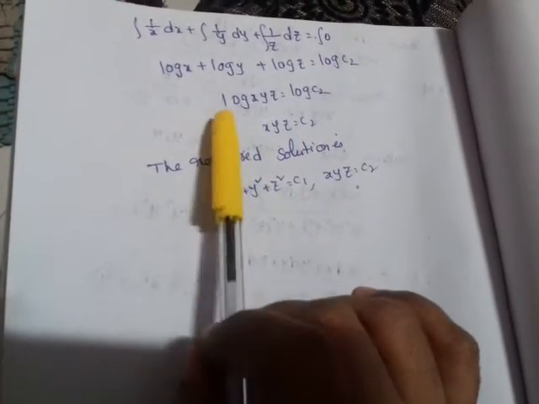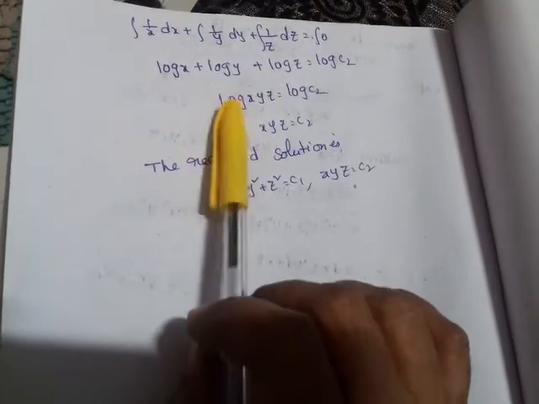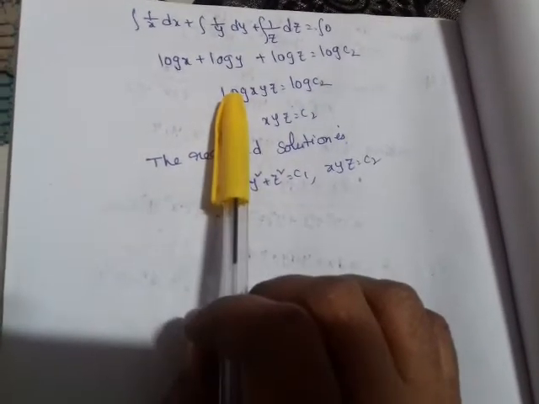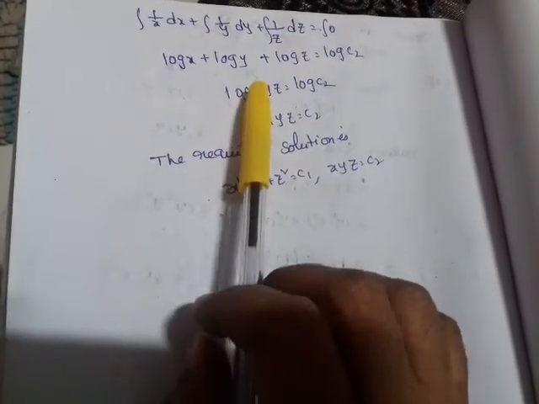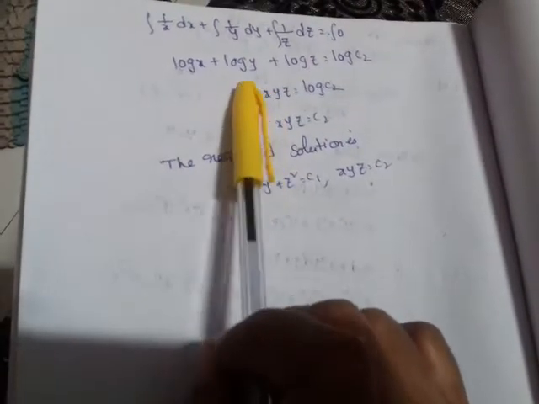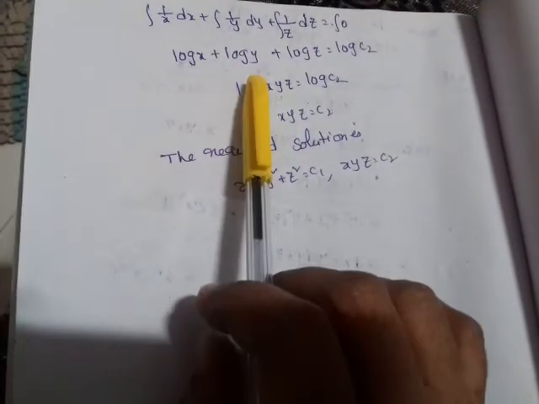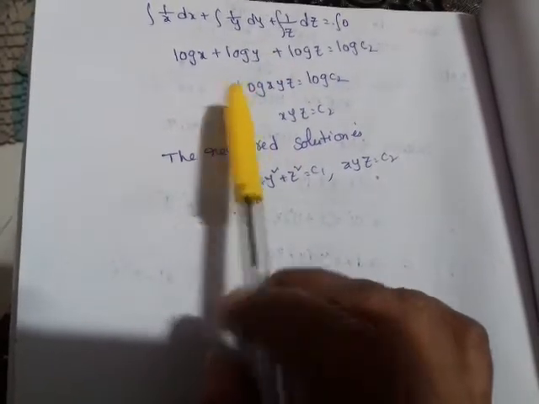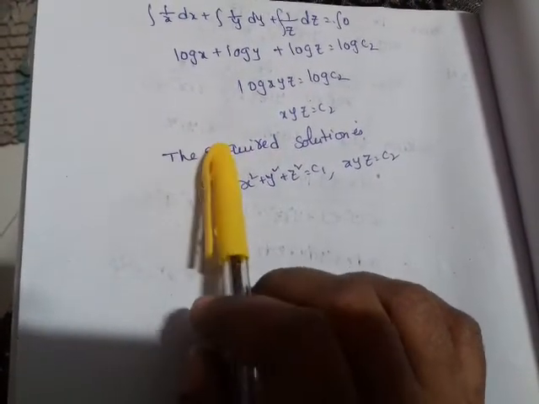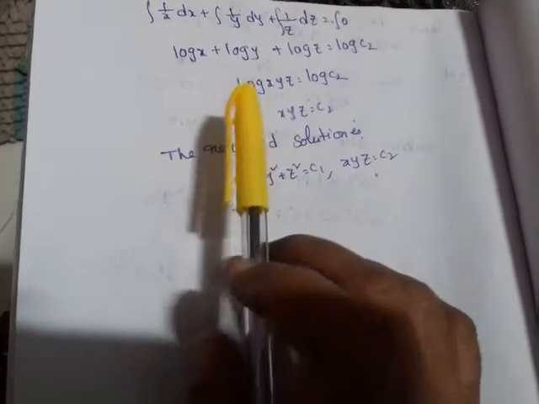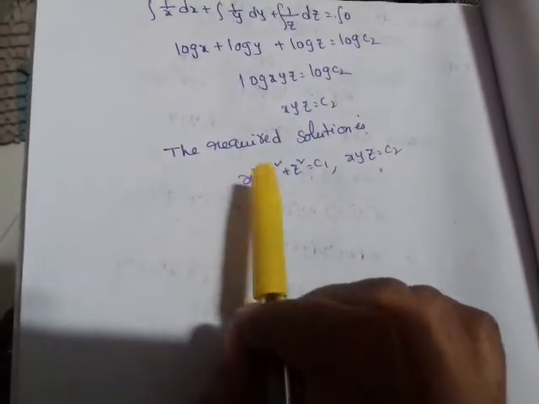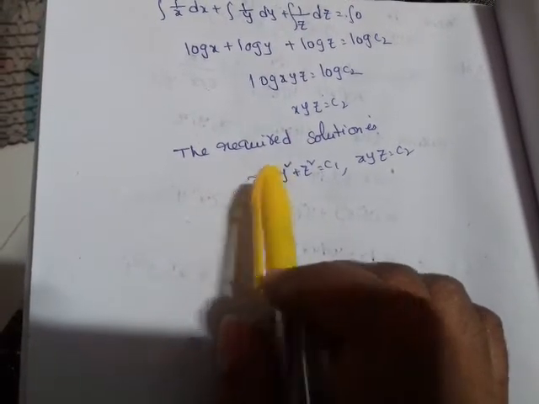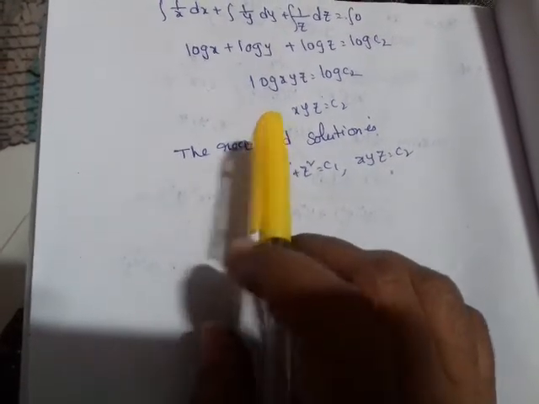The method of multipliers is applicable when the method of grouping is not possible. Grouping means x terms are with dx, y terms are with dy and z terms are with dz. After integrating, we will get the solution. Multipliers means we have to multiply the numerators with some variables or some constants or both. By multiplying the numerators with variables or constants, we get the denominator equal to 0. When the denominator is equal to 0, we can integrate the numerator. We will get one solution.